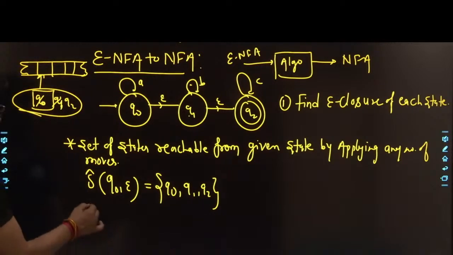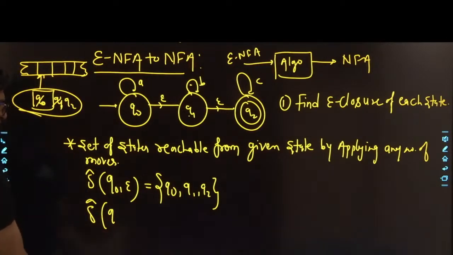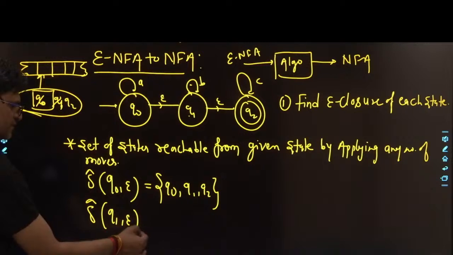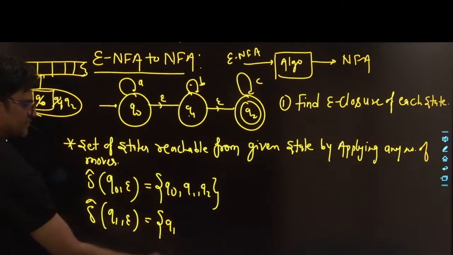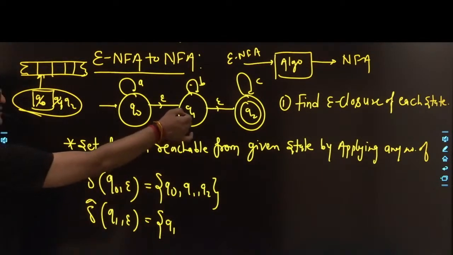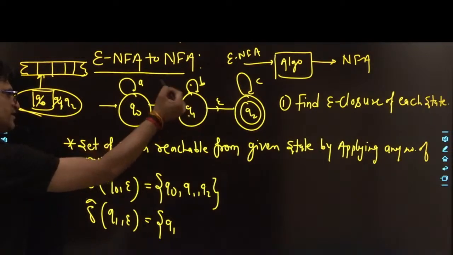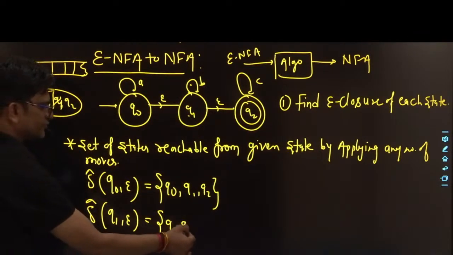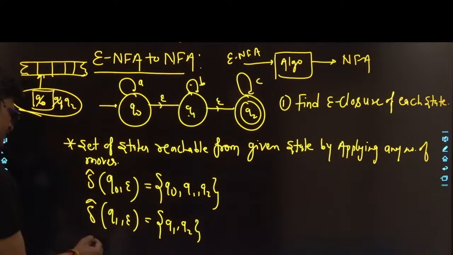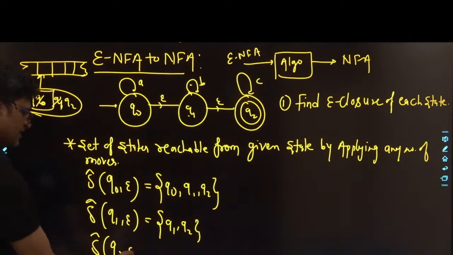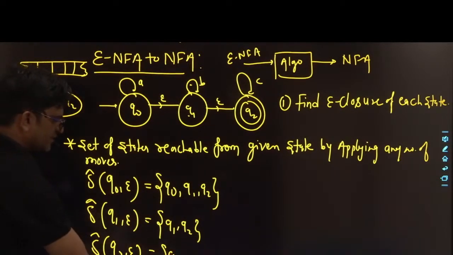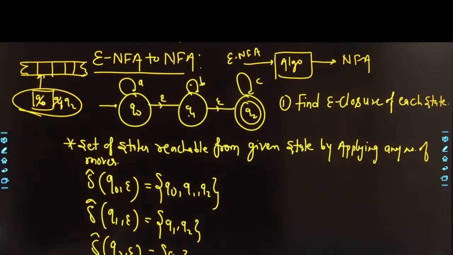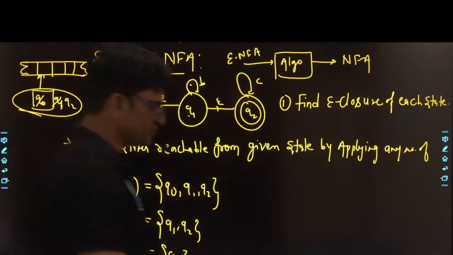Similarly, find the epsilon closure of Q1. We can stay in Q1 or go into Q2. Q2 on epsilon goes only to Q2. So these are the epsilon closures of Q0, Q1 and Q2.